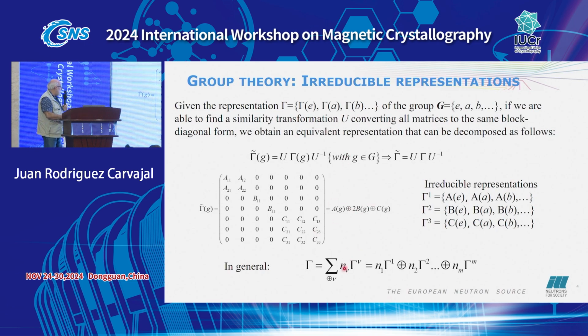Then we write a formula in general. A general representation can be decomposed in the sense of direct sum. Direct sum means a block diagonal form in the so-called irreducible representations, which are the important concept of group theory. And here is the number of times the irreducible representation Γν is contained in this bigger representation. This is something which is important, and you will see that in BasIreps, and you can explore how we can reduce this representation.